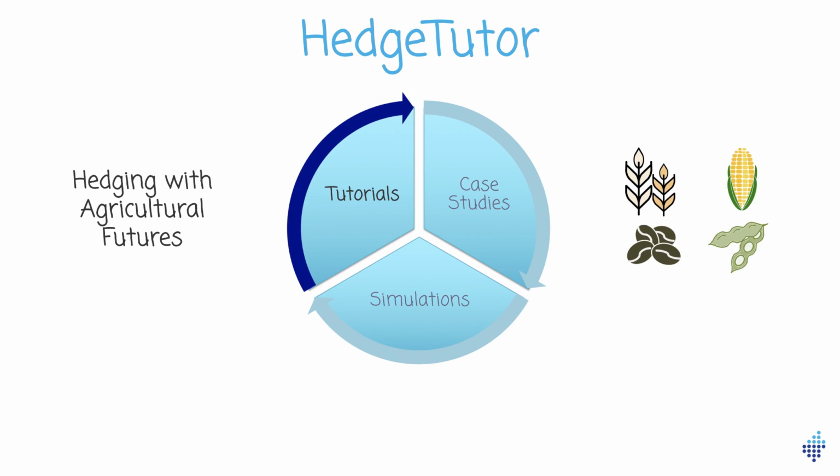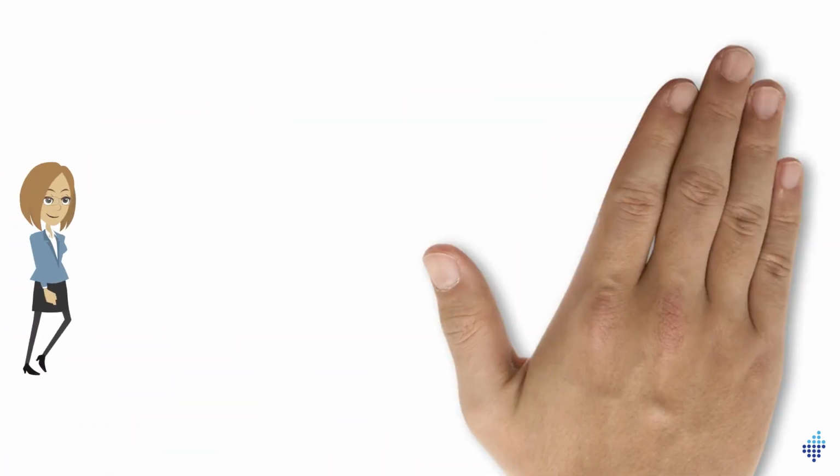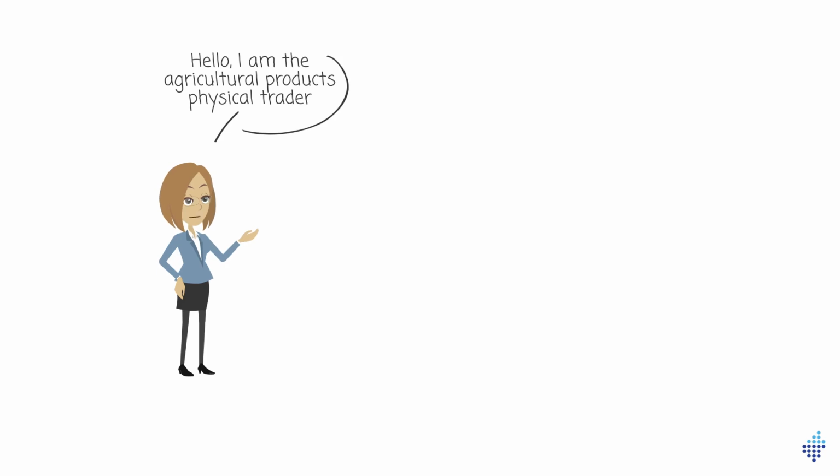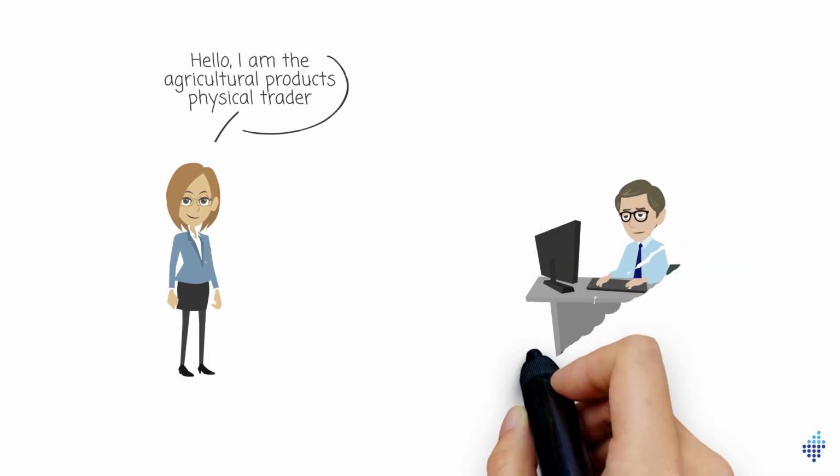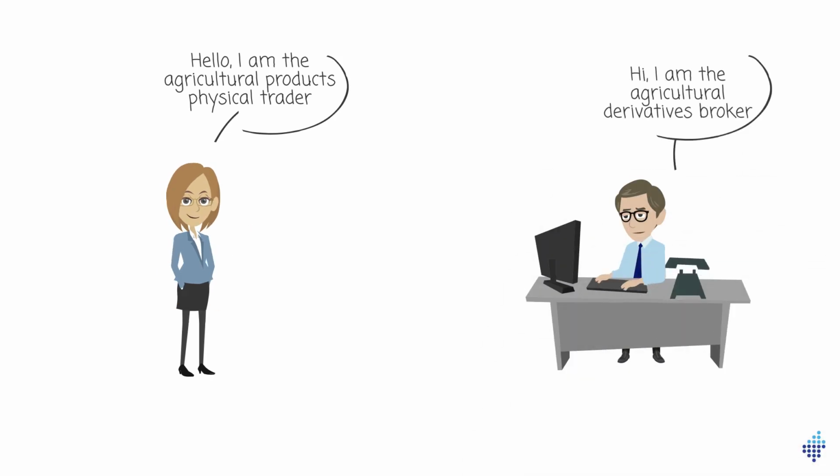Hedging with agricultural futures. This is an agricultural products physical trader. And this is the agricultural derivatives broker.